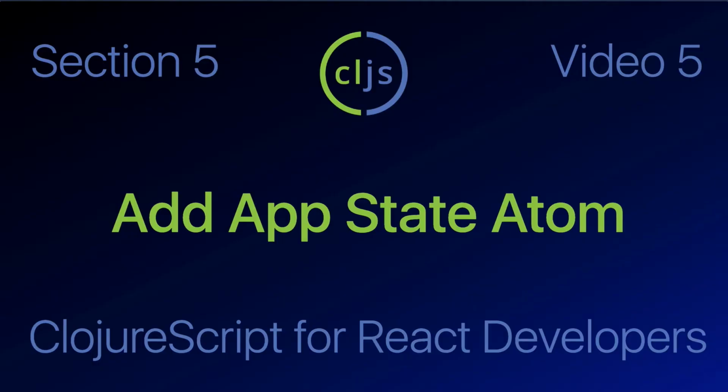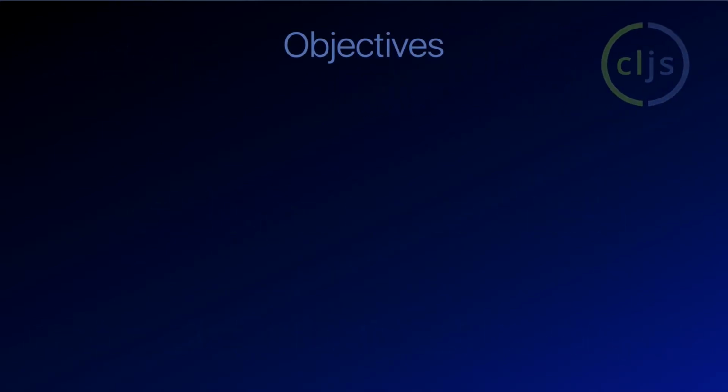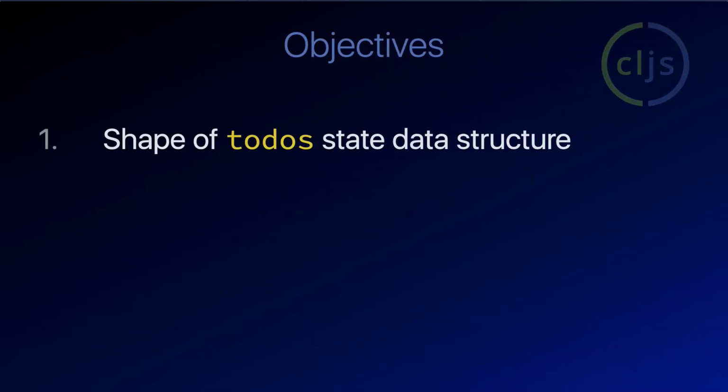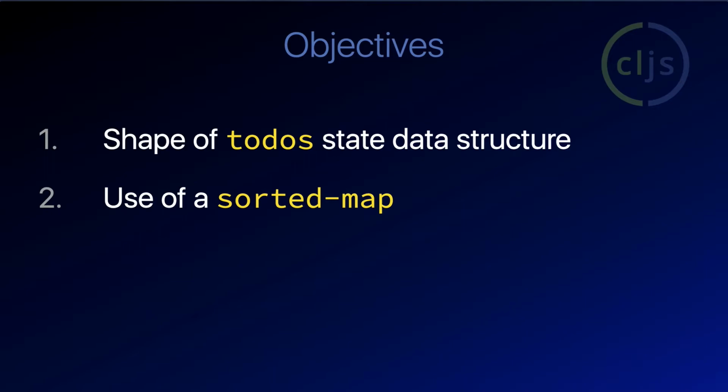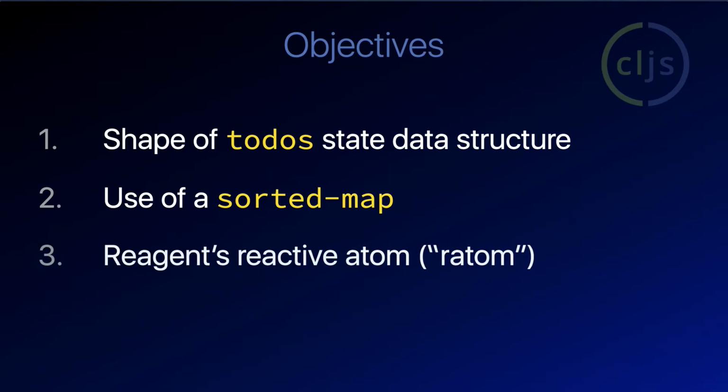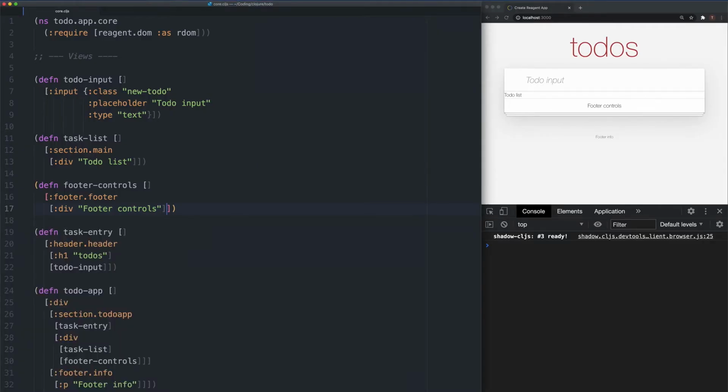Add app state atom. Our objectives are: decide on the data structure we will use to store our to-do items. We will use Clojure's sorted map to sort the to-do items by ID. And we will use Reagent's reactive version of Clojure's atom as the mutable reference to our immutable to-dos map. We are going to add state to our application. First, let's demarcate some space in our file for the app state using a comment.